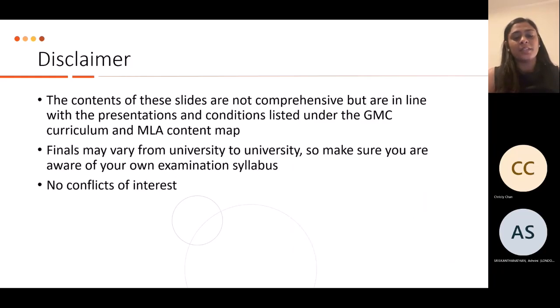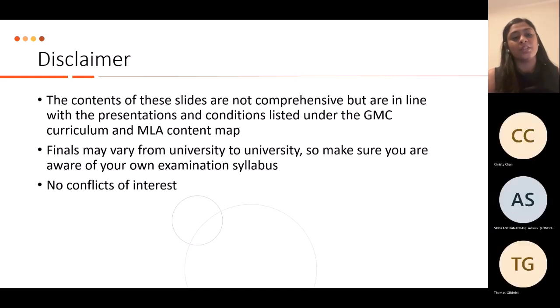Just a small disclaimer, obviously the contents of the slides are not going to be completely comprehensive to necessarily your curriculum, but it is in line with the GMC curriculum and the MLA content map. So please use it as a guide and as a revision resource, but do look at your own university syllabus to get a better overview, because finals may vary from university to university. It is also tight for time, so at the end of the day, I can only put so much in there, but I'll try to make it as high yield as I possibly could.